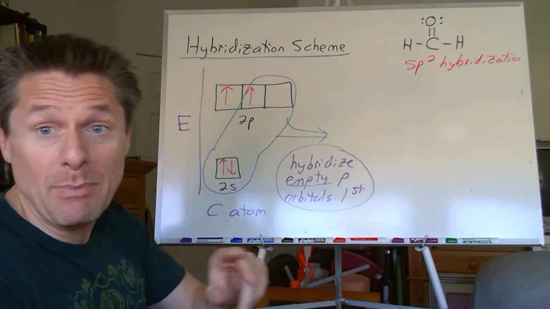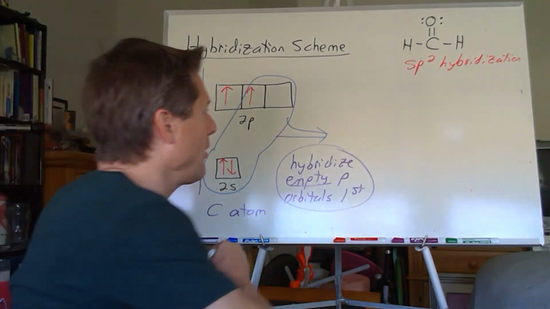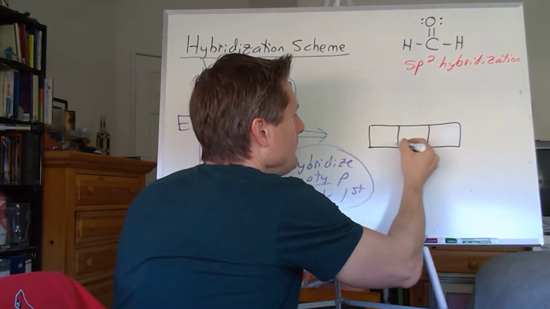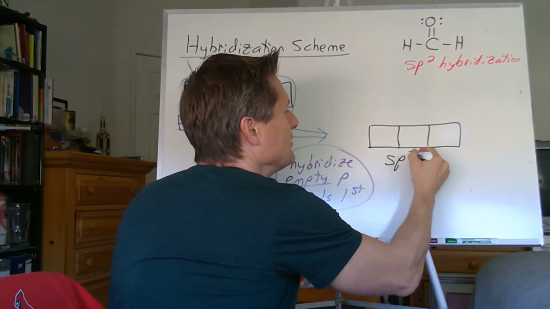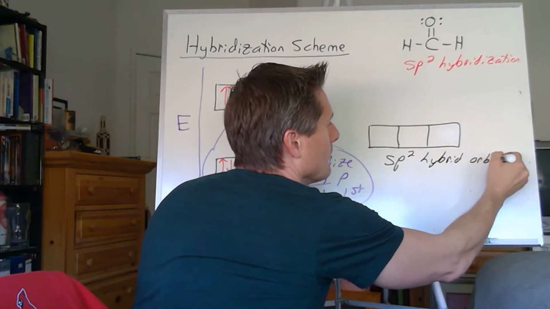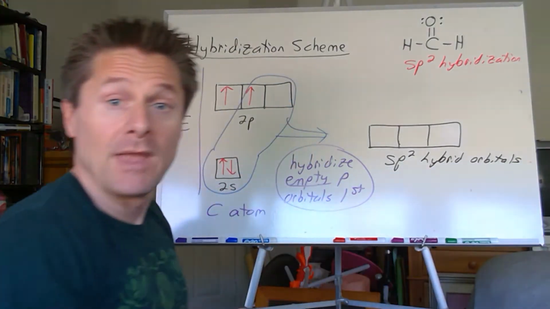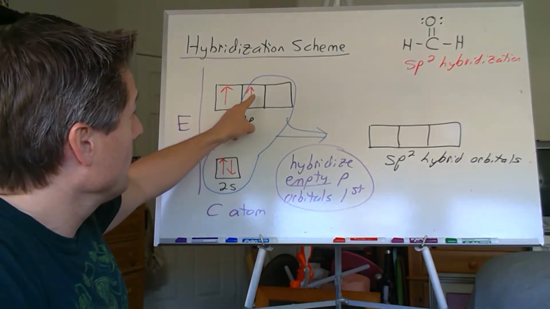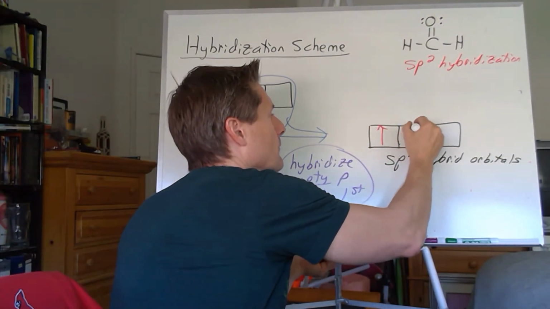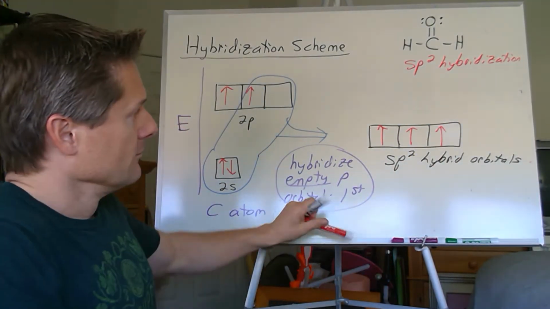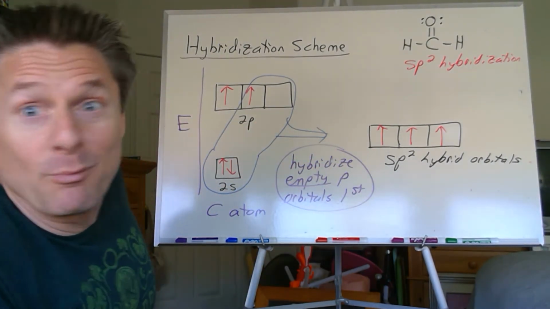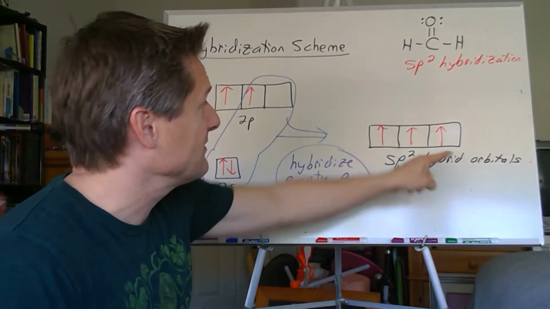So I circled 1, 2, 3 boxes, right? 3 boxes. So let's draw our 3 boxes. And these are our sp2 hybrid orbitals. How many electrons did we circle? 1, 2, 3. See that? So let's put our 3 electrons in there. They're not paired up. See, if we took this one, we would end up predicting a lone pair. That ain't right. So that predicts 3 sigma bonds.